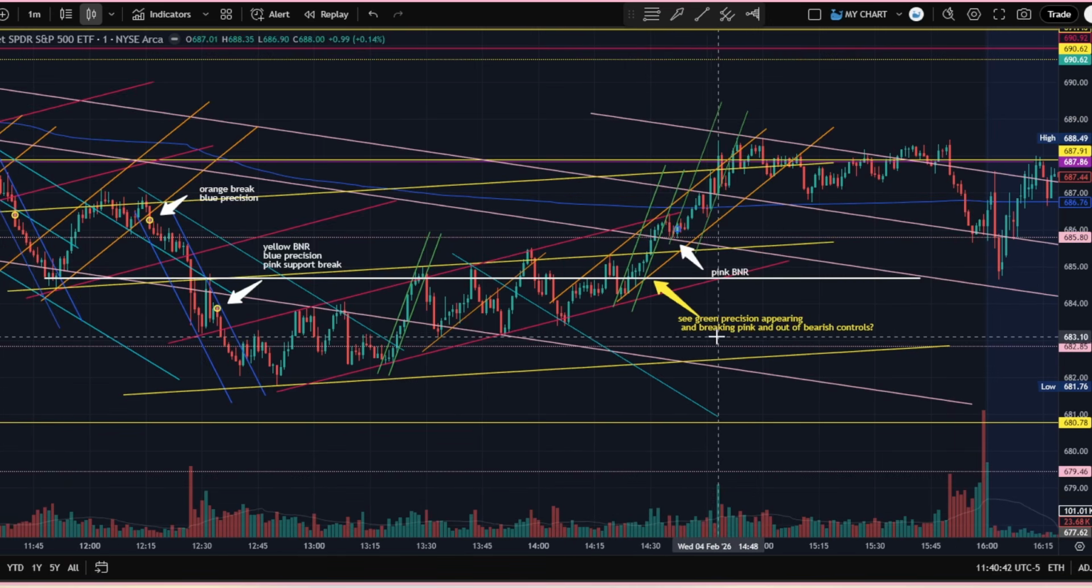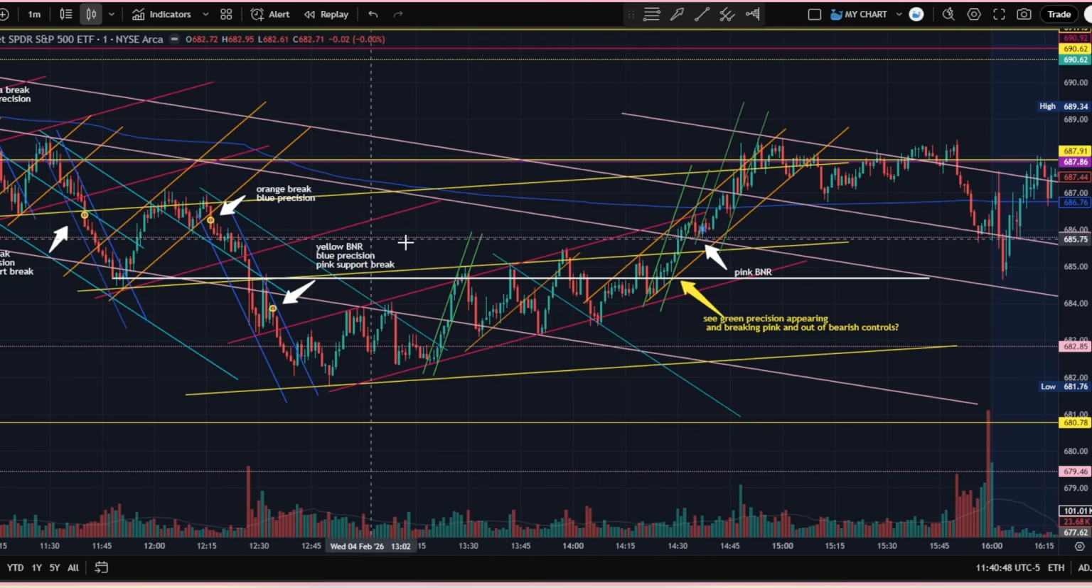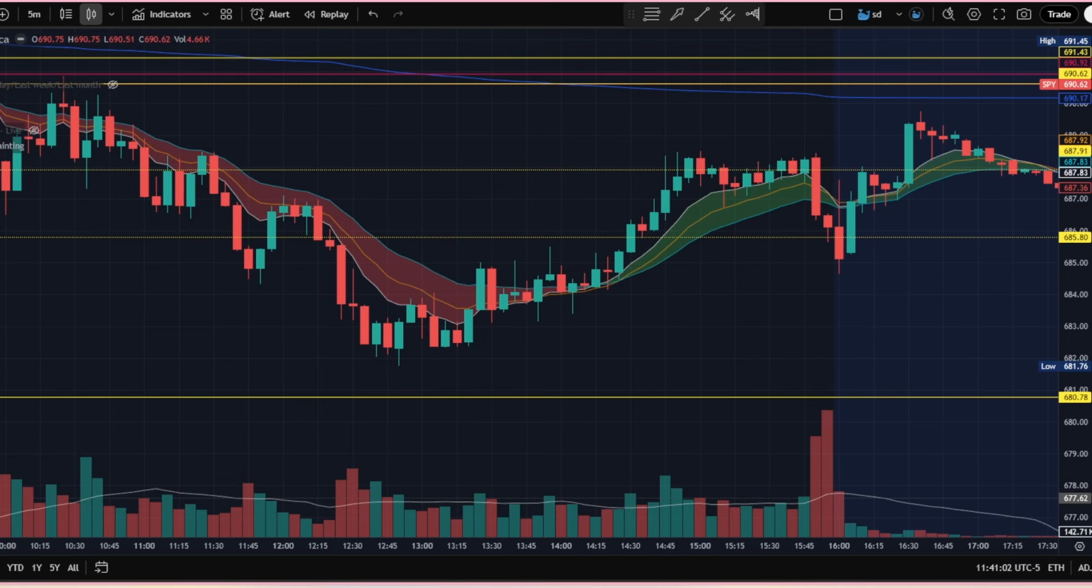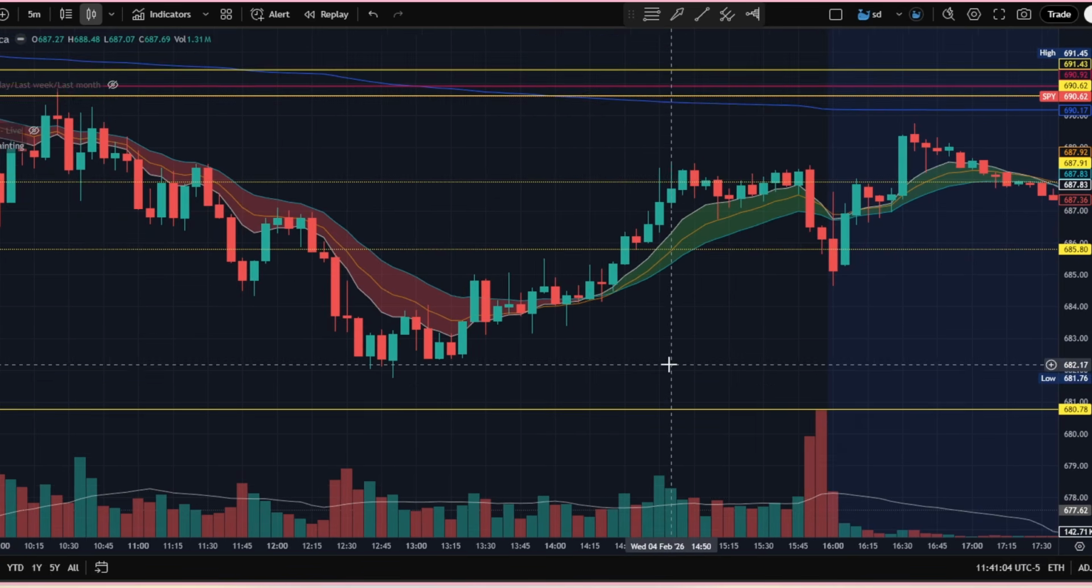That's right here. Green precision appearing and breaking out of pink and bearish controls. This yellow algo that's supposed to hold the range down from this low fails to hold, and then we get a retrace of this pink here for another breakout, right? Beautiful. You see that with the cloud. This confirms the move to the upside, right? Very, very easy, very simple.